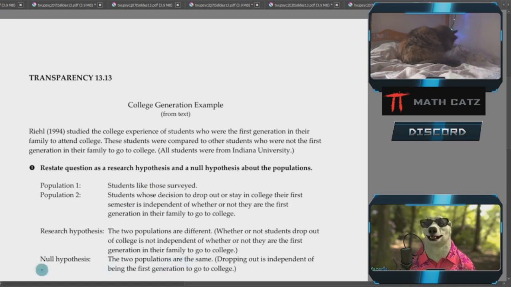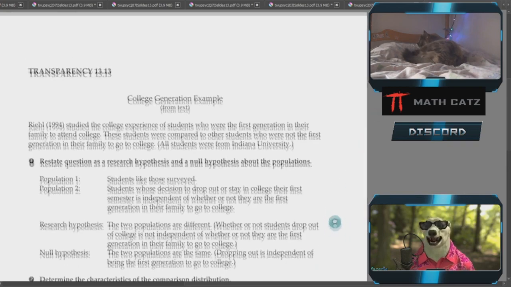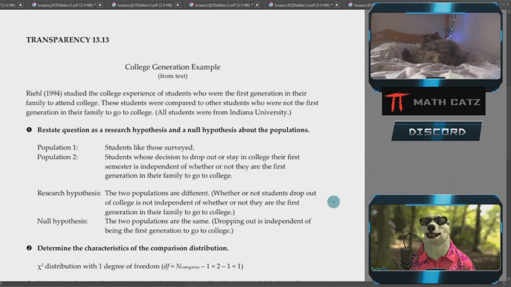We are looking at the null. I like to look at the null hypothesis maybe first and then work this back. We're trying to investigate if the two variables are the same, if dropping out is independent from being first generation or not. And then the research hypothesis is that it's not independent. So we have a chi-squared test for independence situation.